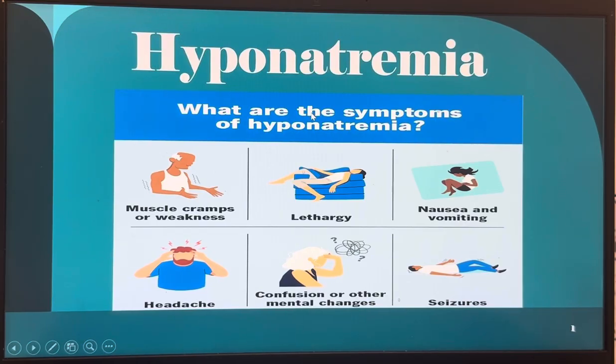And what are the symptoms of hyponatremia? The patient can have muscle cramps or weakness, lethargy, nausea and vomiting. He could have headache, confusion and seizures if it is really low.